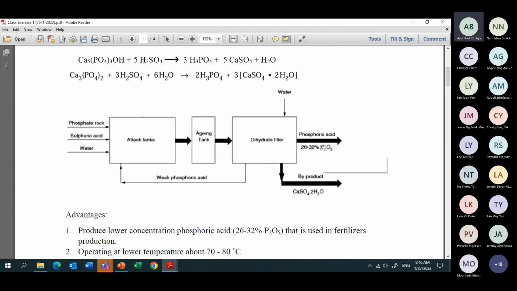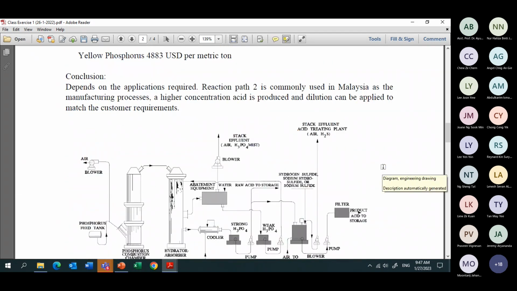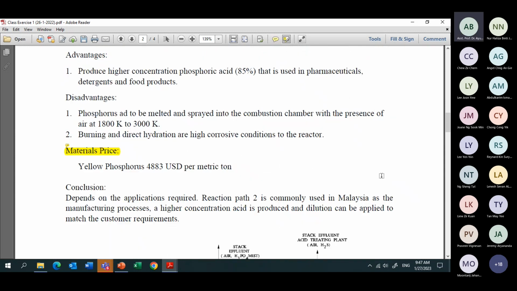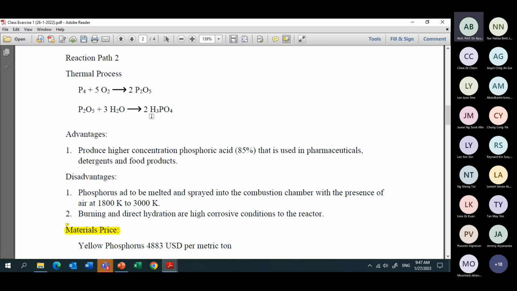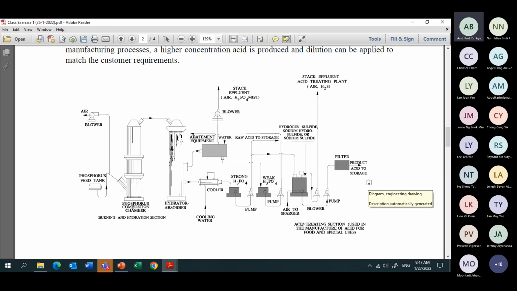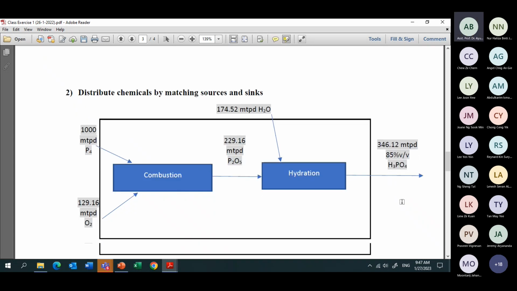Okay, so here not the purity is lower. Yeah. Is it? Okay. This is reaction path 2. Is it? Yeah, correct. This is in reaction path 2. Okay, so I think the byproduct is not that many lah. The byproduct purely the phosphoric acid. Okay, then we move to distribute chemicals, matching sources and sinks.